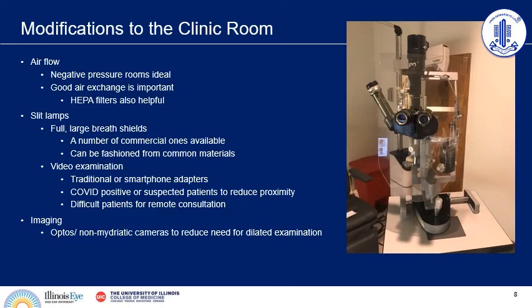Modifications to the clinic room that can be helpful. Certainly, you want rooms with good airflow. Negative pressure rooms are ideal, but rare in an ophthalmologic clinic. Good air exchange is important. If all else fails, a HEPA filter can be helpful as well.